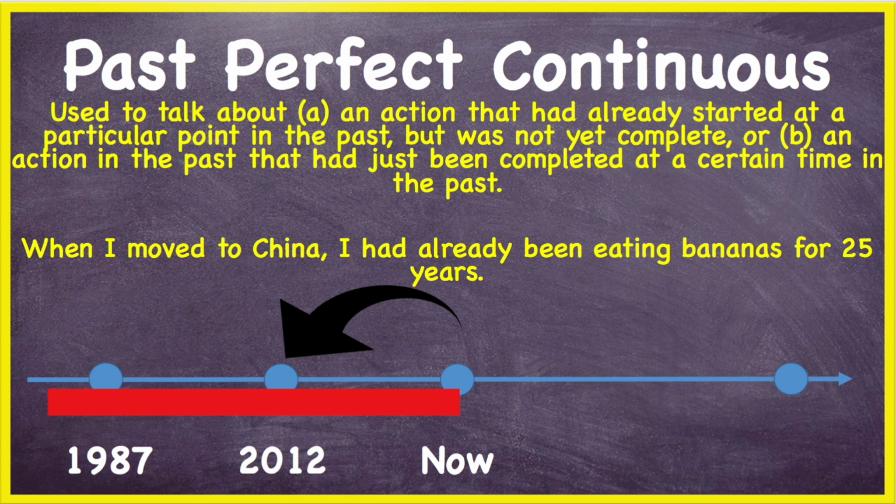So, I didn't stop eating bananas when I came to China, but if I had stopped eating bananas when I moved to China, I can still use this sentence because that would be something that had just been completed. I just wouldn't say already. I would say I had been eating bananas for 25 years. And that would be the correct way to say it.